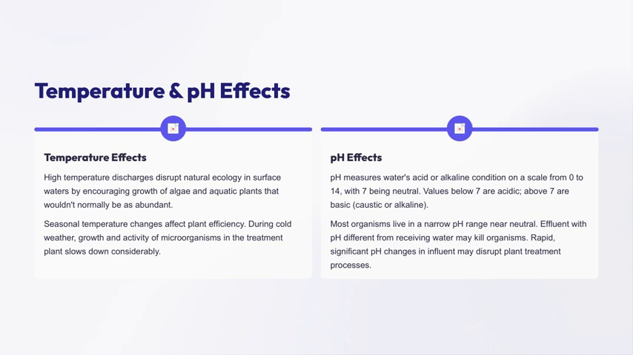When temperatures rise, they can encourage the growth of algae and aquatic plants that wouldn't normally be as prevalent. This can lead to problems like algal blooms, which can negatively impact water quality. On the other hand, seasonal temperature changes also impact how well treatment plants operate.